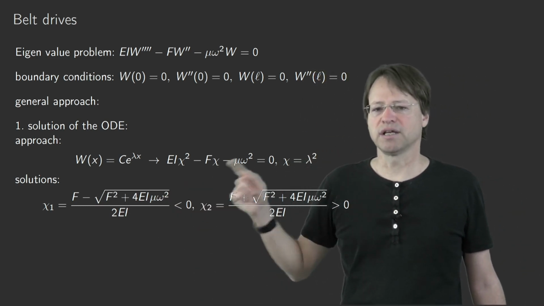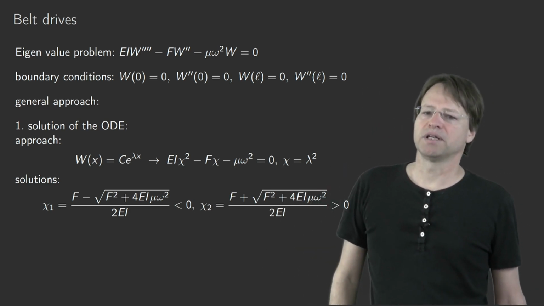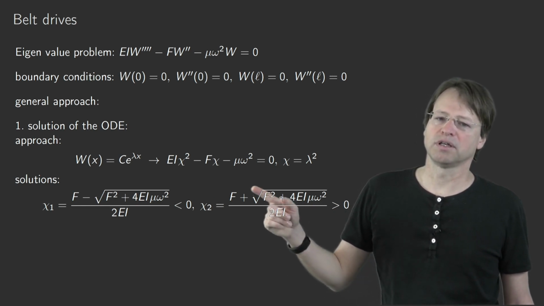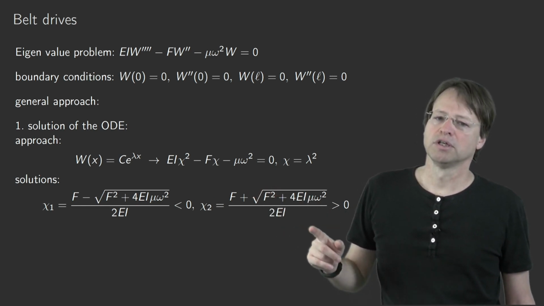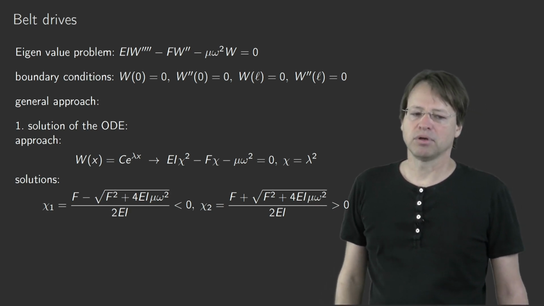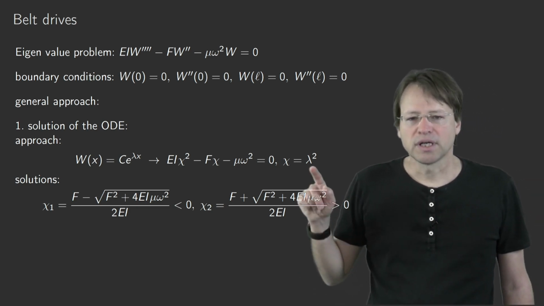So the numerator is negative. For the denominator, you know for sure that the bending stiffness is positive, so the term must be negative. Of course, here everything is positive, so you divide by 2EI, so you get something that is positive. This is the result for chi.